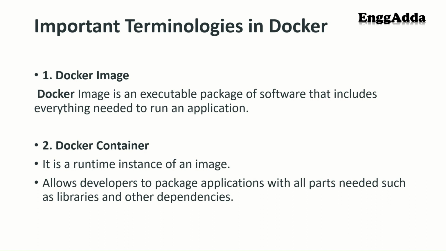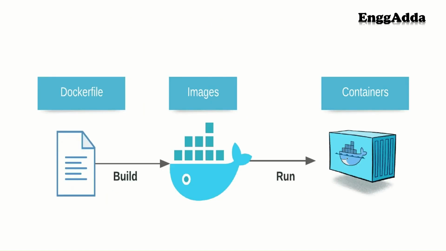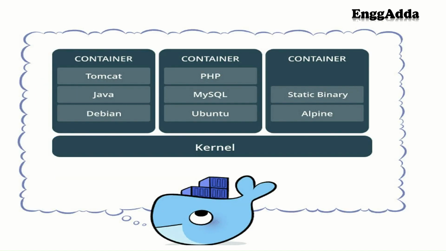Now coming to the Docker container, it is a runtime instance of the image, which allows developers to package an application with all parts needed, such as libraries and other dependencies. It is nothing but a running instance of a Docker image. With the help of a Dockerfile, we create the image and then we run that image as a container. So what is a Dockerfile? A Dockerfile is a file where we can write commands to create the Docker image. Let me go next.